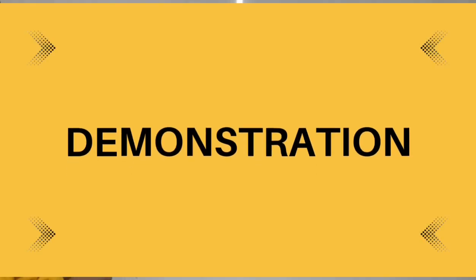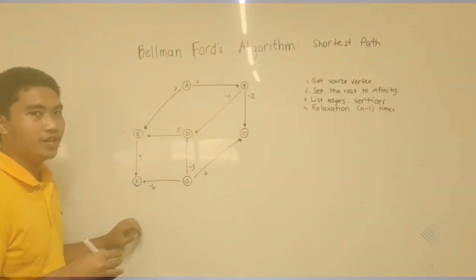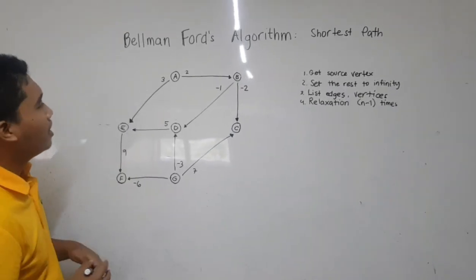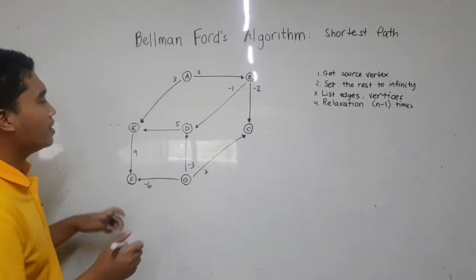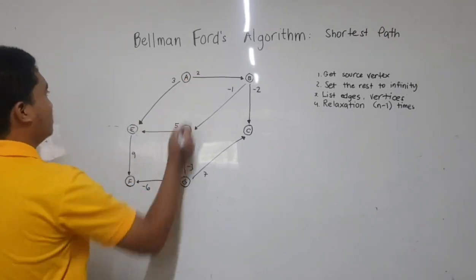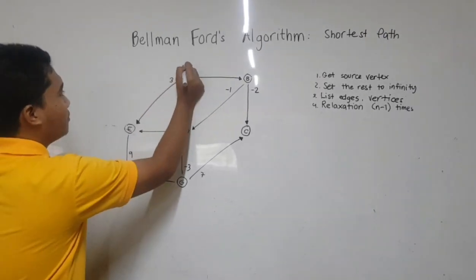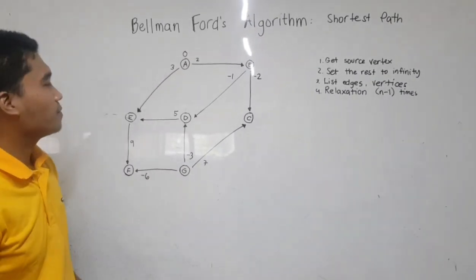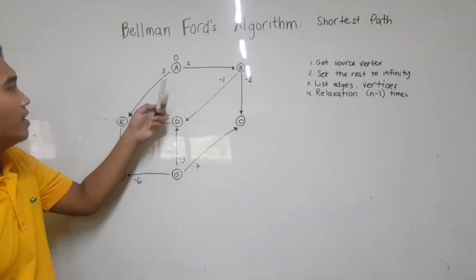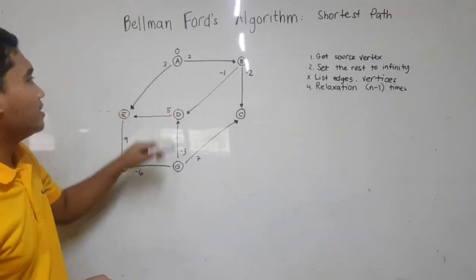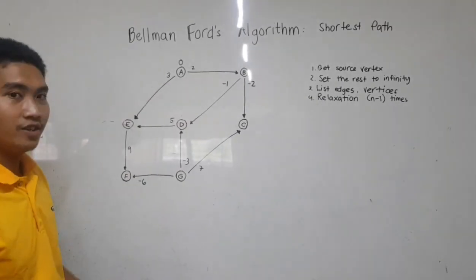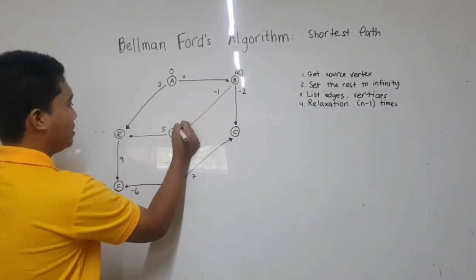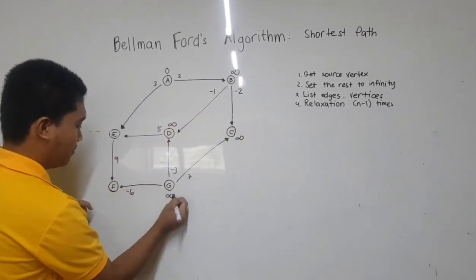There are four steps in finding the shortest path using Bellman-Ford's algorithm. First is to get the source vertex. Here we have the following graph. Let's say I want the source vertex to be vertex A. Now we have to set the distance of vertex A to 0. Next is to set the rest of the vertices to infinity. So the distance of vertex A is 0, and now we set the distances of the rest of the vertices to infinity, infinity, infinity.